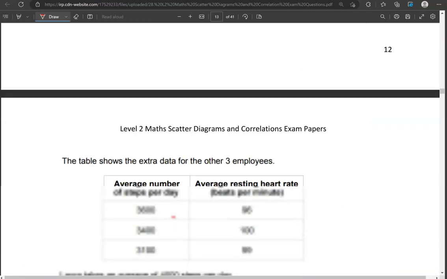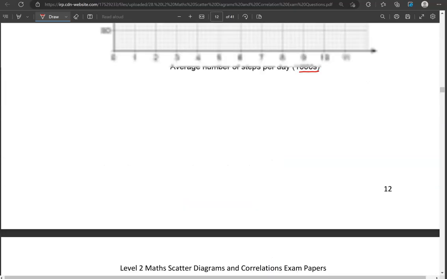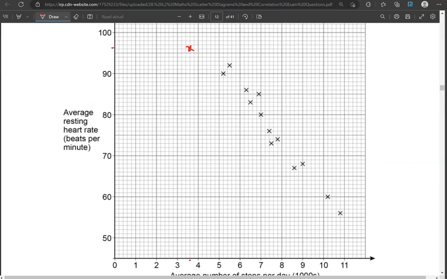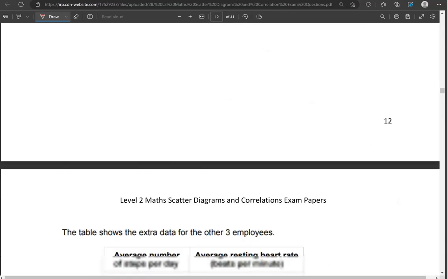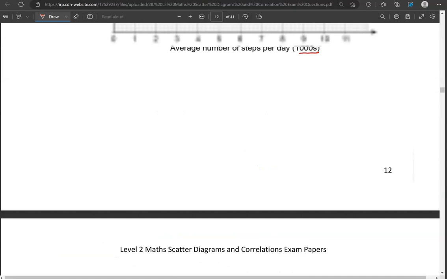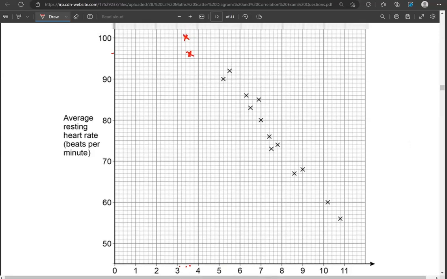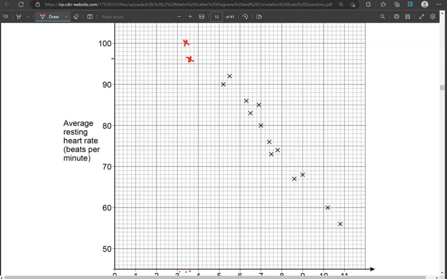Next one is 3,400 and 100. So 3,400 is right here, and heart rate is 100, so we'll put a cross there. Then we have 3,199.